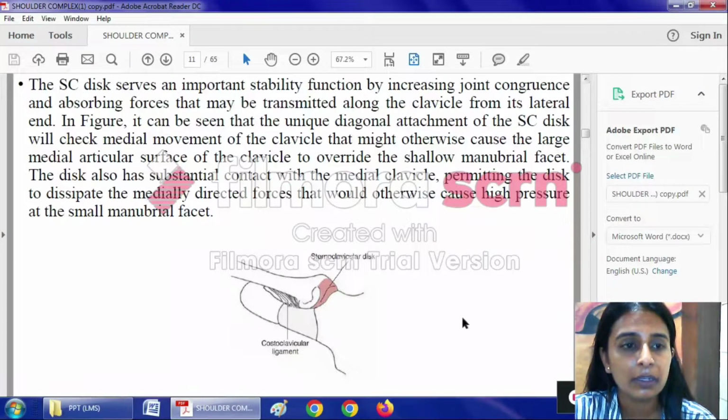In the figure, it can be seen that the unique diagonal attachment of the SC disc will check medial movement of the clavicle that might otherwise override the shallow manubrial facet, because of the large medial articular surface of the clavicle. The disc also has substantial contact with the medial clavicle, permitting the disc to dissipate the medially directed forces that would otherwise cause high pressure at the small manubrial facet.